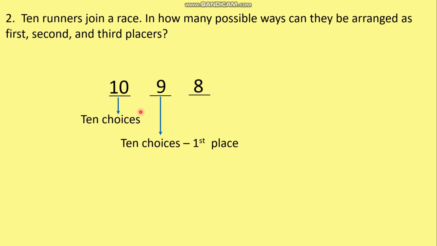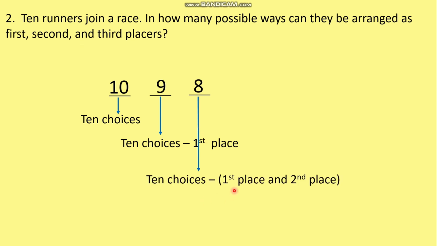Kasi, meron na tayong first place and second place. So, nabawasan na ng dalawa yung choices natin. So, 10 minus 2, kaya 8 na lang. Then, by principle of counting, multiply lang natin yung tatlo. Equals to 720 ways. So, meron tayong 720 possible ways para ma-arrange natin yung 10 runners sa first, second, and third place.